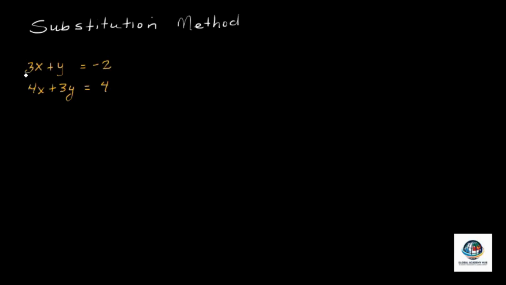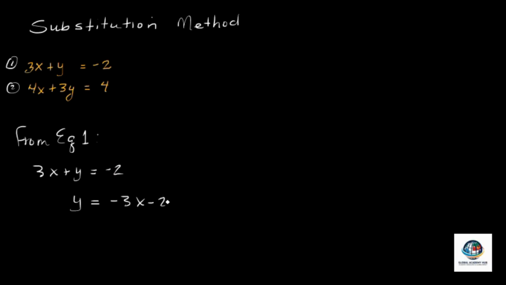So we have a system of simultaneous equations here. I'm going to refer to the first as equation 1 and the second as equation 2. I'm going to solve these using the substitution method. So from equation 1, which is 3x plus y is equal to minus 2, I can tell that y then is equal to minus 3x minus 2.